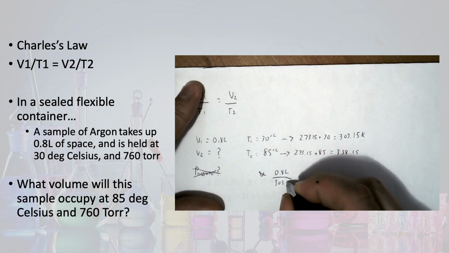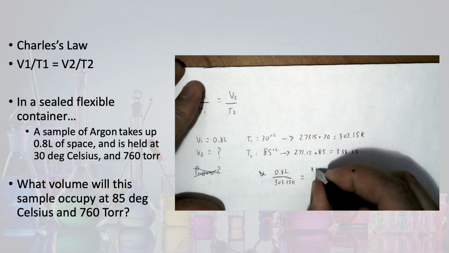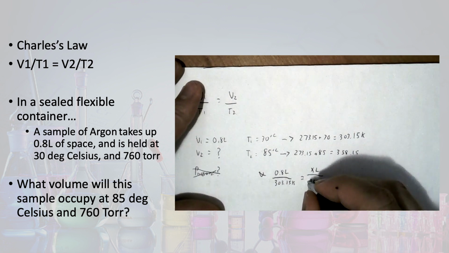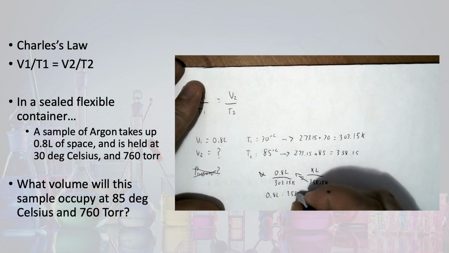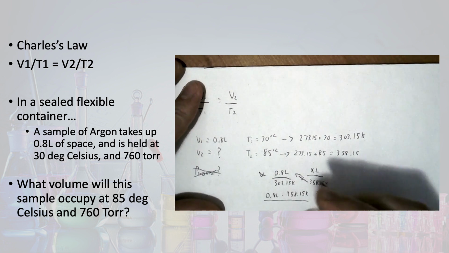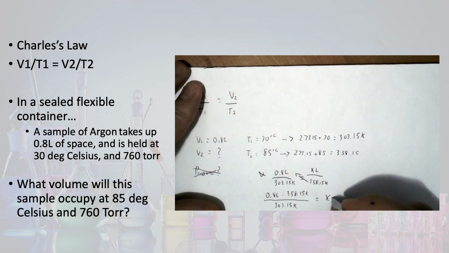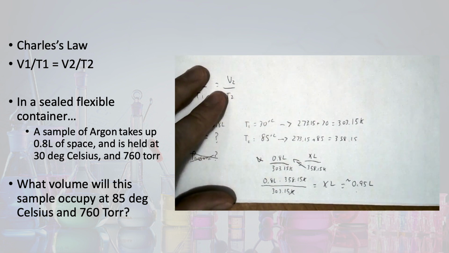So after we've identified our variables and converted everything to Kelvin, we can set up our equation. V1, 0.8 liters, divided by T1, 303.15 Kelvin, equals V2, question mark liters, over 358.15 Kelvin. If we cross multiply and bring our T2 over to the left, we get 0.8 liters times 358.15 Kelvin divided by 303.15 Kelvin. Our Kelvin units cancel, leaving X liters. Now all we have to do is multiply across and divide by 303.15, leaving us with 0.95 liters. And that's it.